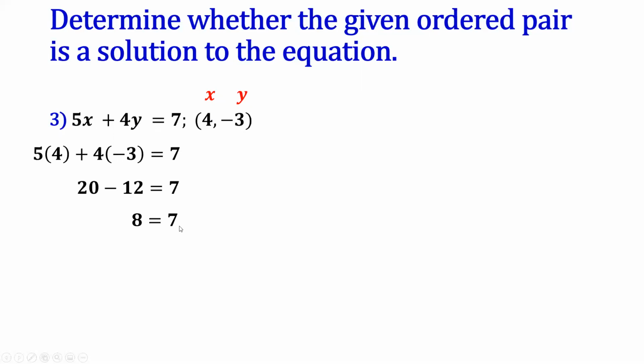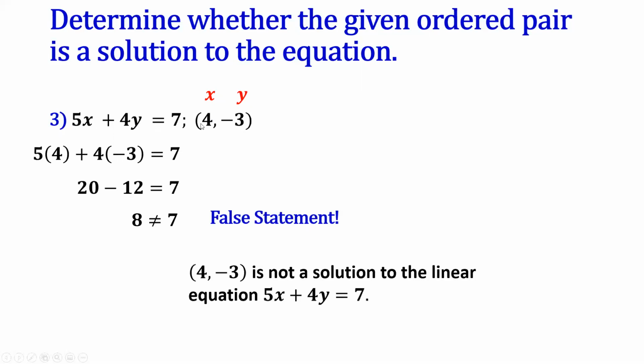Now ask yourself, is this true or false? Well, this should be obvious. This is false. 8 does not equal 7. So we can actually write a not equal sign. This is a false statement. What that tells me now is that 4, -3 does not live on my line. Or in other words, 4, -3 is not a solution to the linear equation 5x plus 4y equals 7. And just like how there's an infinite amount of correct solutions, there's also an infinite amount of ordered pairs that are not solutions. So this is just one of the points that's not a solution. There's an infinite amount. We're just asking you to test one of them.